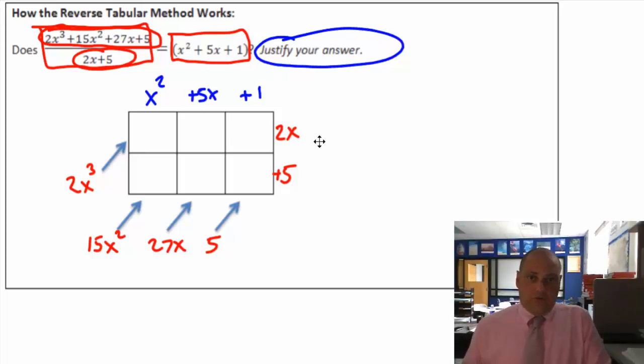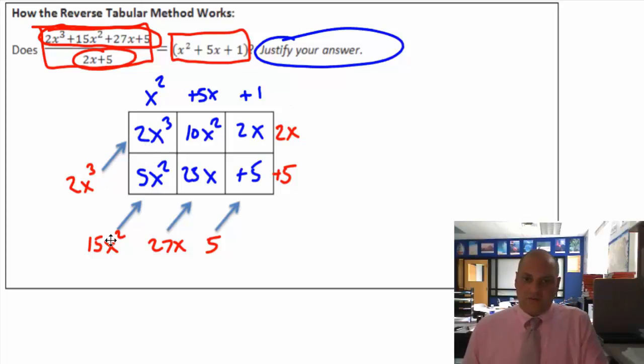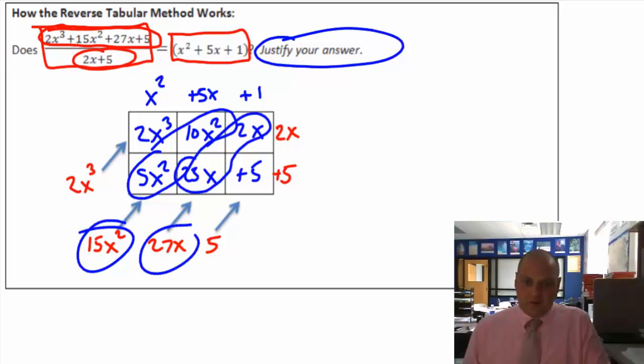Well, you do use the tabular method. X squared times 2x is 2x to the third. This is going to give you 10x squared, 2x, 5x squared, 25x, and then 5. Now look, 2x to the third's right here. See these here? That's 15x squared. This here, 27x, and then there's the 5. All right, so basically the tabular method kind of shows you how this reverse tabular method is going to work.